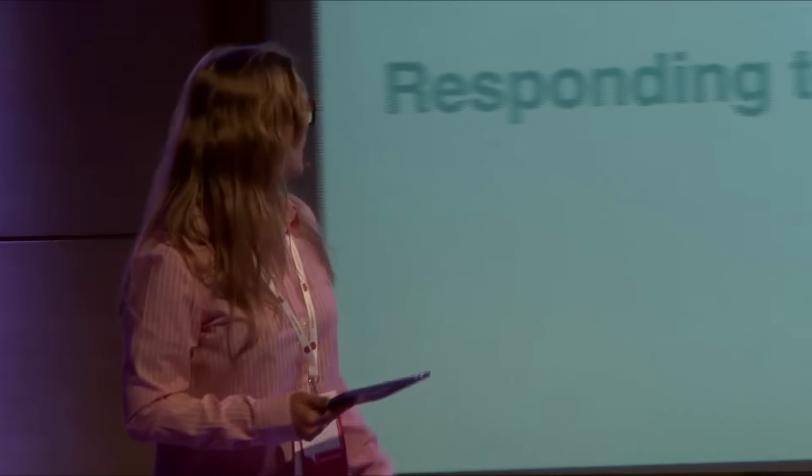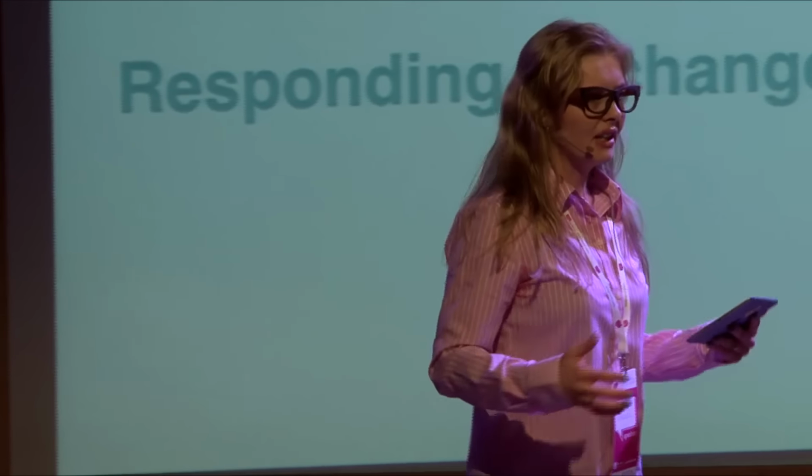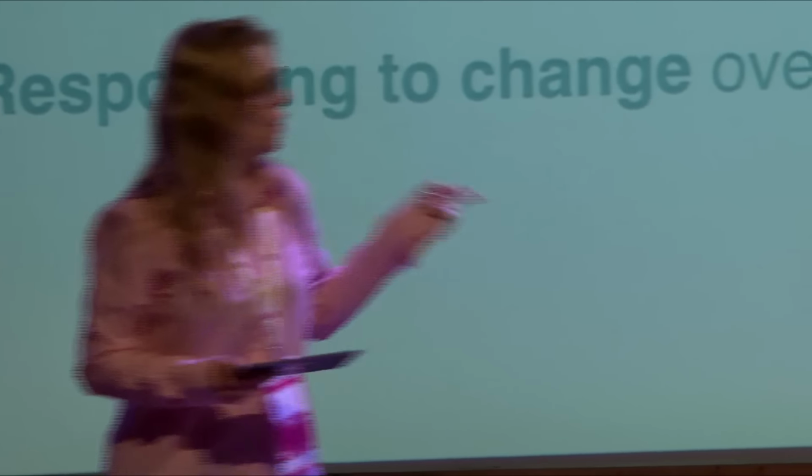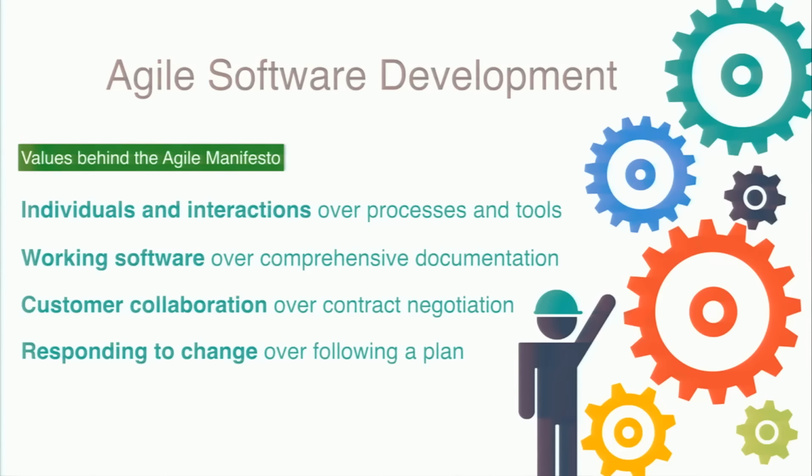And the next one, customer collaboration over contract negotiation. So you get continuous feedback from your customers. You ask them what they want and not what you want. So you give the people what they want. And the big one, responding to change over following a plan. So you have to be flexible. You can't just have a plan, because most likely, and for sure, it will fall apart. If you have a plan for 1 year ahead, you're not doing Agile, because that's just the way it works.